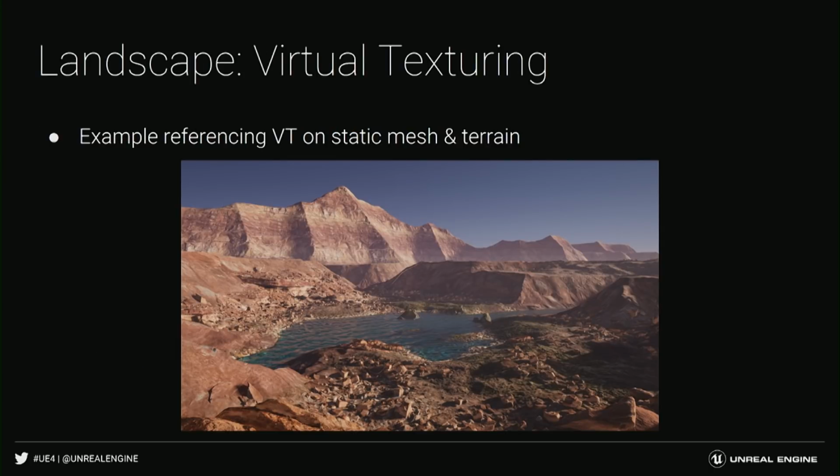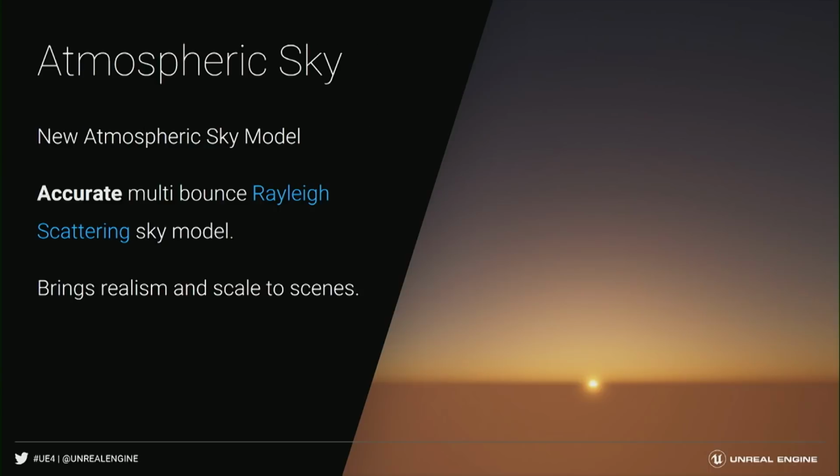So here's an example of a scene based on what we were looking at before with some little scree rock piles and cliffs that are all blending together with virtual texturing on both the terrain and the landscape.